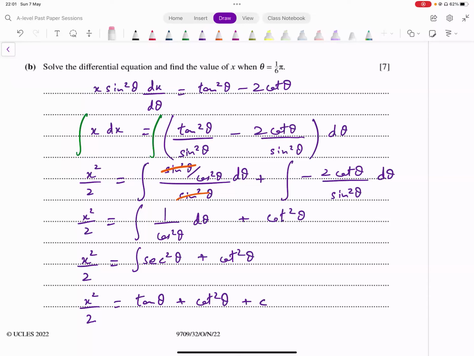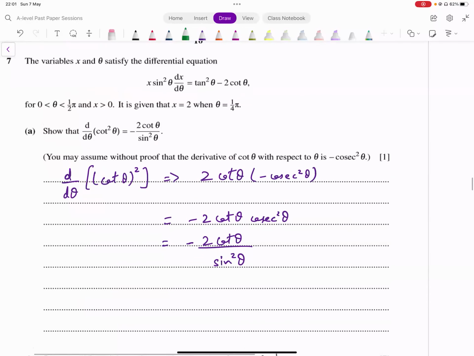Now how do you find the value of c? Let's think about that. Are we given a point? Yes, it says x equals 2 when theta equals pi over 4. इसमें कुछ और भी information यहाँ पे दी है, it might be handy later. Theta is between 0 and pi over 2 and x is greater than 0. उसने एक point दिया हुआ है, when x is equal to 2, theta is pi over 4. We're going to use this point to find the value for c.